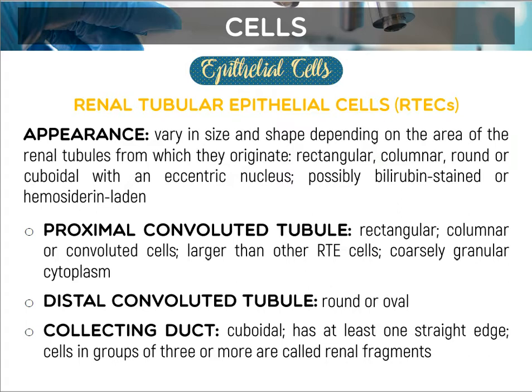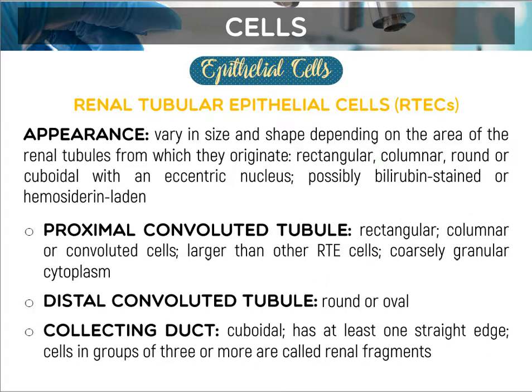Okay, so lastly, among your epithelial cells, we have your renal tubular epithelial cells, or RTE cells. Their appearance varies in size and shape depending on the area of the renal tubules from which they originate. They can be rectangular, columnar, round, or cuboidal with an eccentric nucleus, guys. Eccentric nucleus, while transitional is centrally located. They may possibly be bilirubin stained or hemosiderin laden.